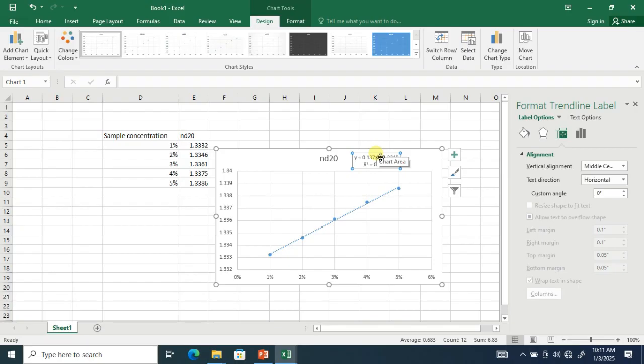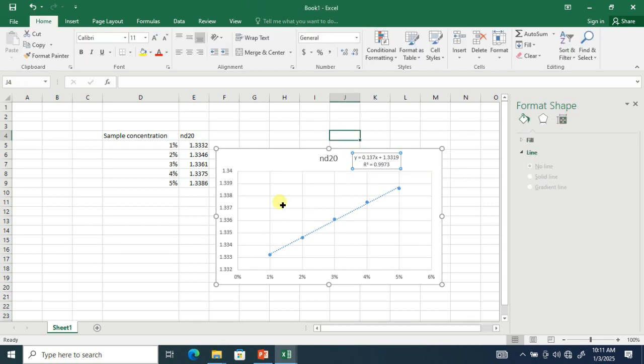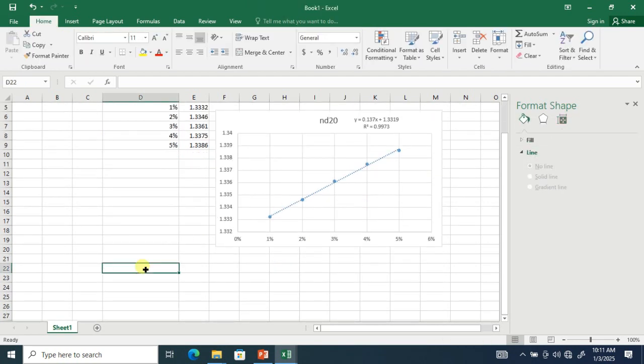Now from the standard curve, in order to get the unknown concentration, we will use this particular equation, y equal to whatever is there. Let's say your unknown is 1.3357. In Excel, y is the refractive index value, that is nD20, and x is your concentration. So you have to find x in terms of y. That means x equals y minus the intercept, divided by 0.137.